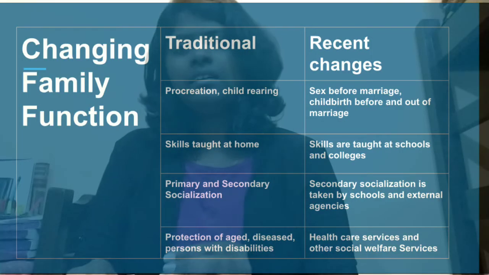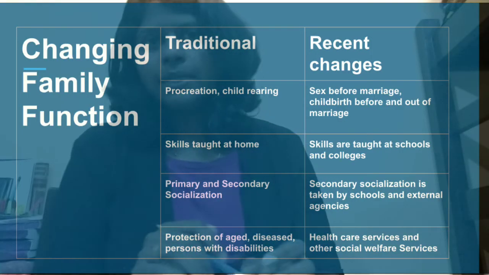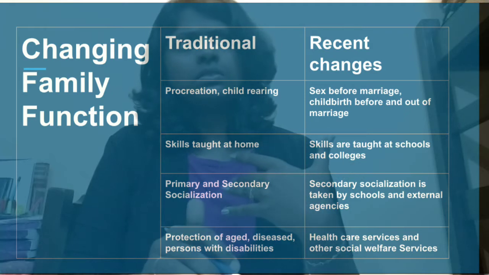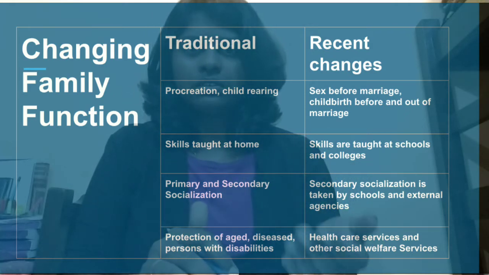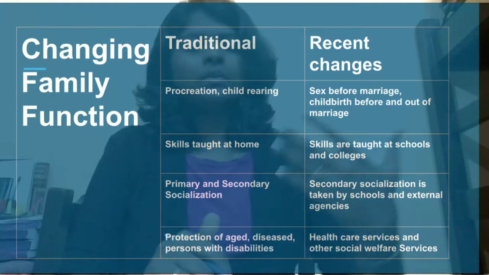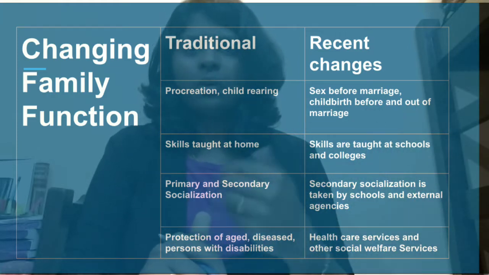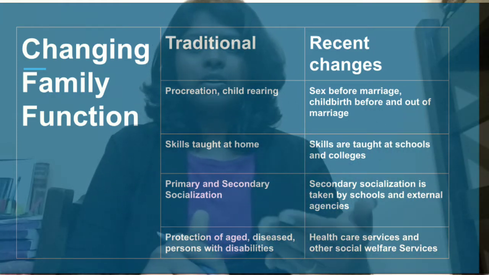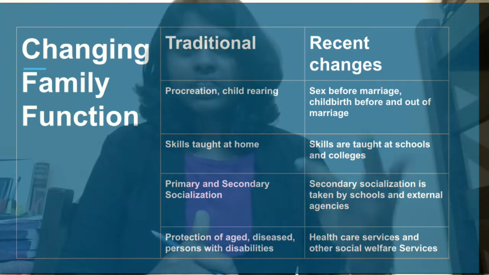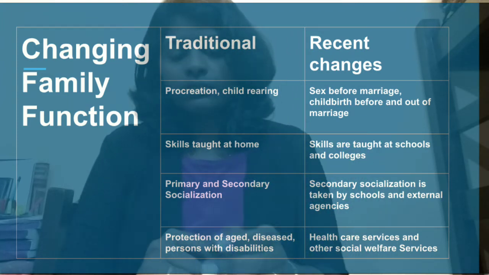If we go to procreation, which is considered one of the prime or important functions of the family. In fact, the theory of origin of families says that because of procreation, or because you need to have a lineage, that is how the family came into picture. So reproduction and child rearing are the main functions of family.